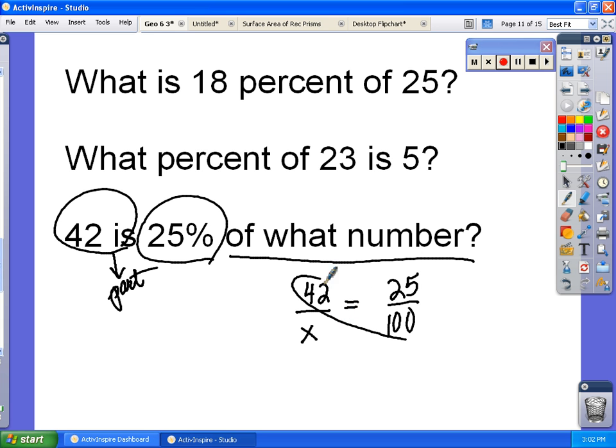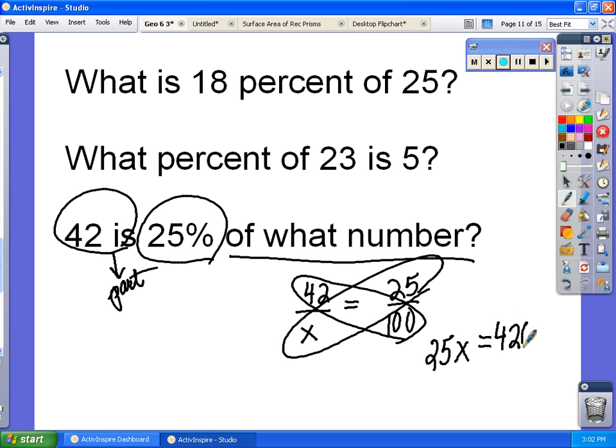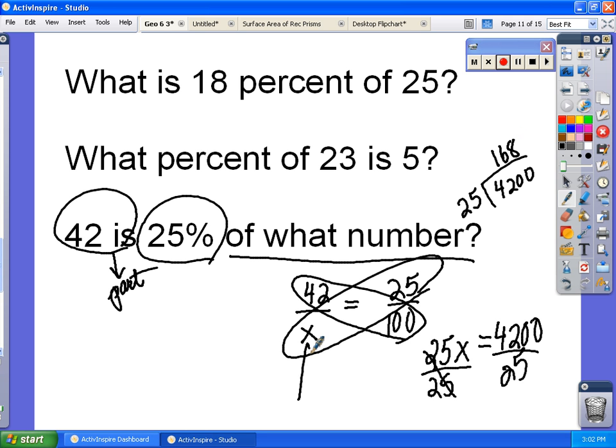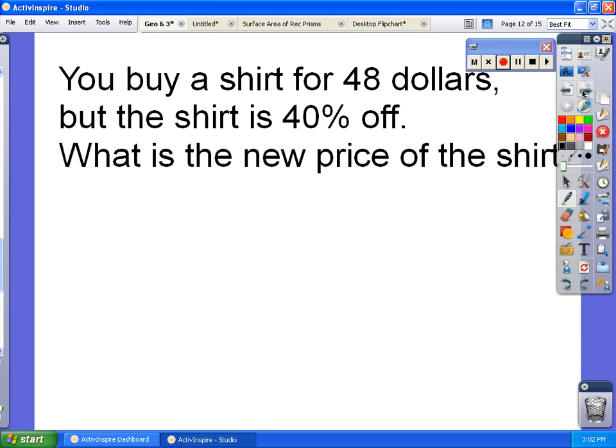So I'm going to multiply across. 25 times x is 25x. 100 times 42 is 42 with 2 zeros, 4,200. And then if I take 4,200, I've got to get rid of the 25 and divide it by 25. What you're going to find, 4,200 divided by 25, you end up getting 168 if you do the division. So the whole is 168. And let's just see if that makes sense. 42 out of 168, yeah, it's about a quarter of the time. It's about 25%. So now there are 2 more types of problems that you have to do.